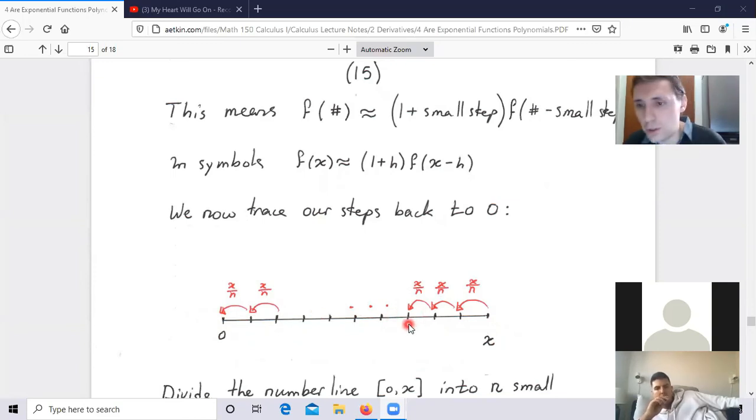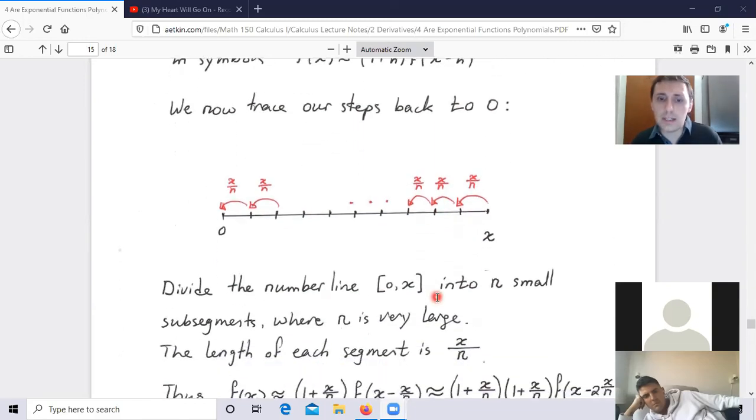That's called recursion. You understand what recursion is: to evaluate this function at this number, I need to evaluate it at a prior number. To evaluate at a prior number, I need to do it before that. So I go step by step all the way back to zero, and then I have my evaluation. And here is how that's supposed to go.